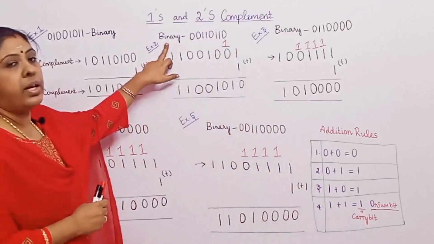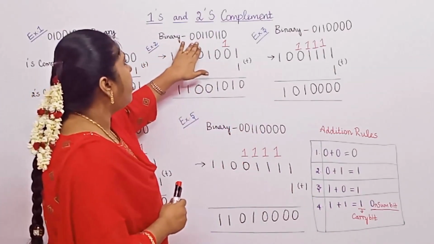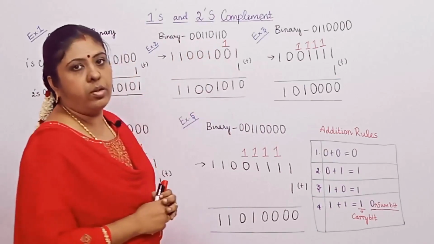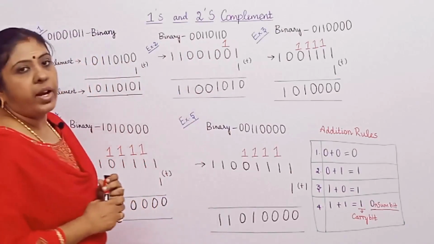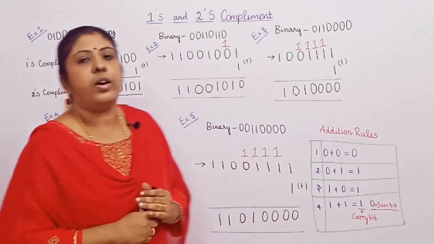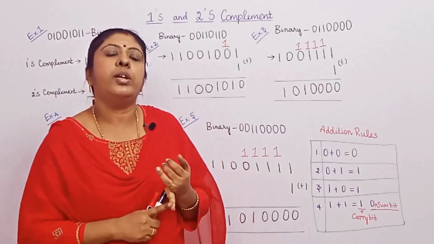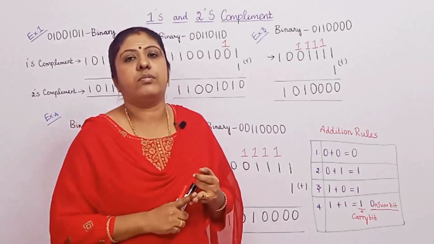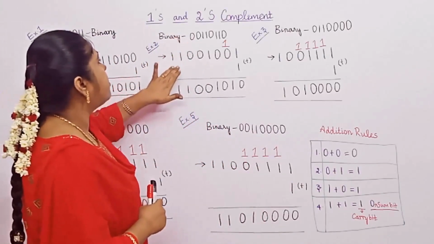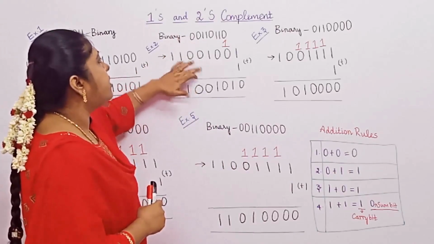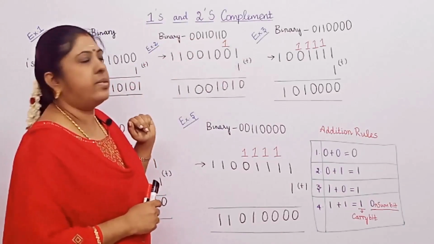Consider this binary number. In example 2, the given binary is 00110110. This is the given binary number. Now you want to find the 2's complement for this number. So the base idea is we have to convert it first into a 1's complement and then add a 1 at the last binary digit. So the 1's complement is converted: 0011 becomes 1100. Similarly for all the digits, the 1's and 0's are replaced.